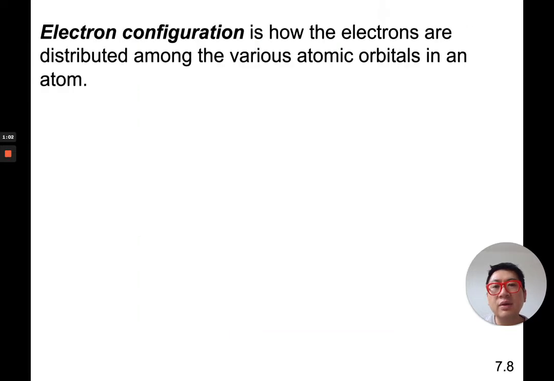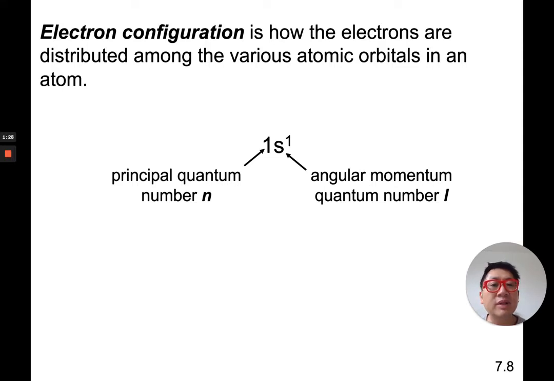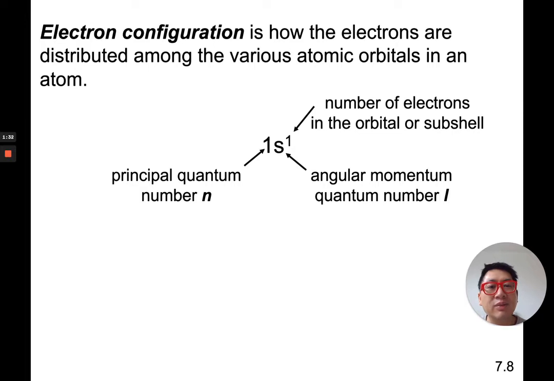Okay, so electron configuration is how electrons are distributed among the various electron orbitals in an atom. When we write electron configurations, the number in front is the principal quantum number. It's like what shell. The analogy I used before was, which building are you in? And then the letter, like S, is the angular momentum quantum number. It's almost like which floor. And then that would be almost like what room, the number of electrons in that subshell.